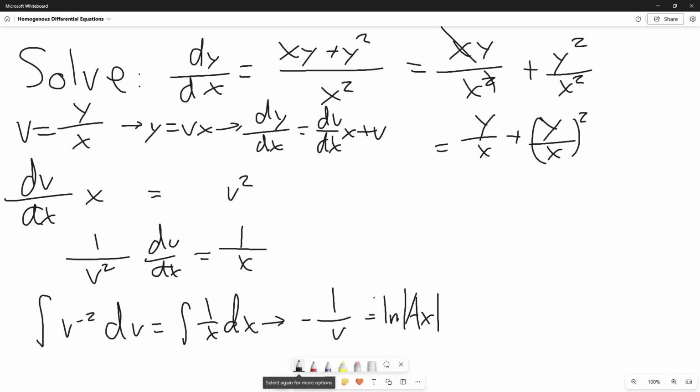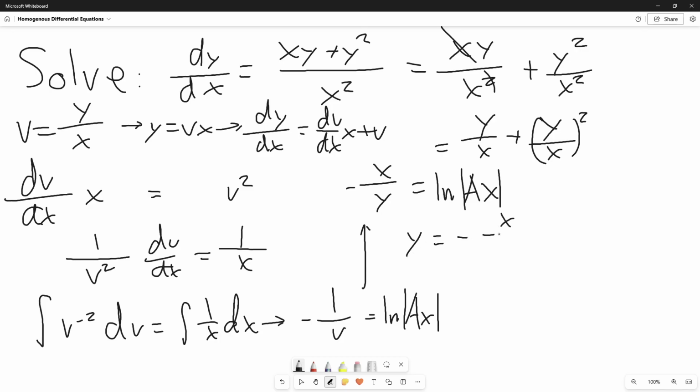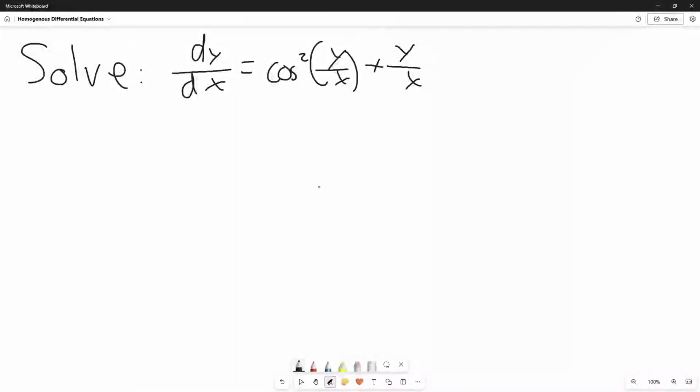And then now, we can replace v with y over x. So this turns into negative x over y is equal to ln absolute value of ax. So y is equal to negative x over ln absolute value of ax. And that is your answer for this problem. Now let's do one more practice problem. If you think you can do this one, then pause the video and do it.